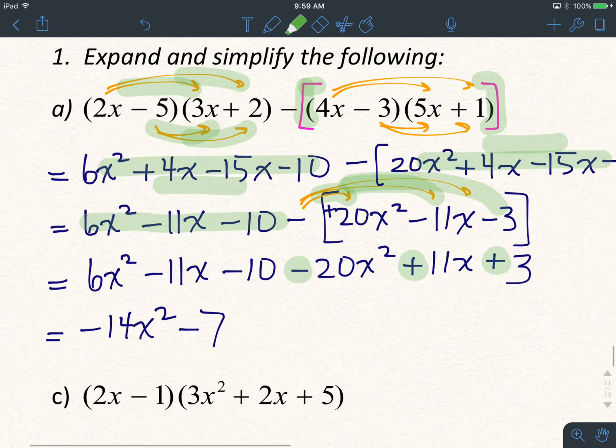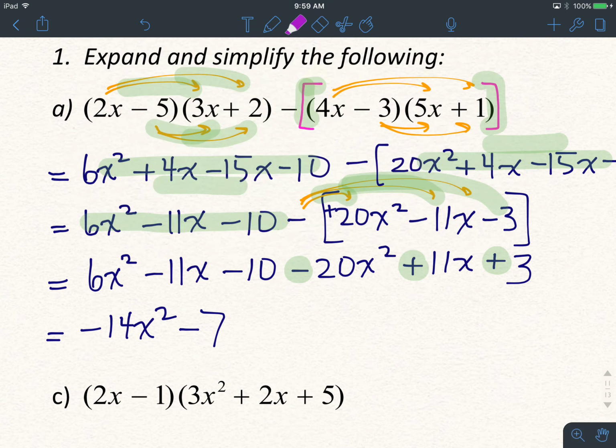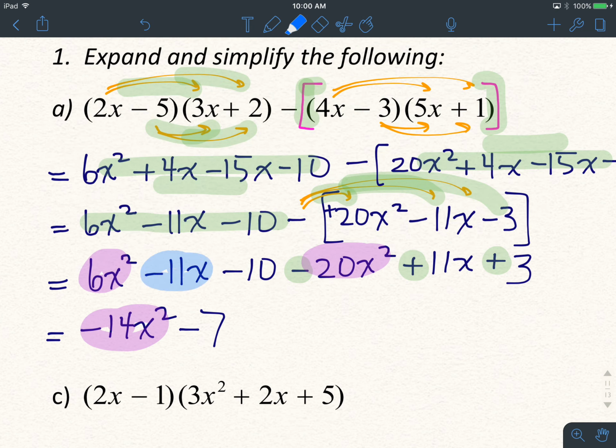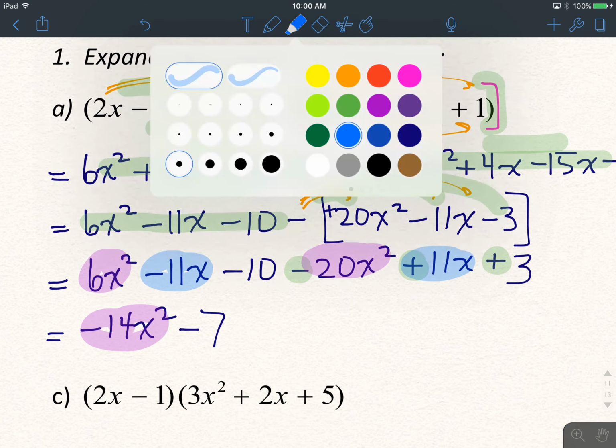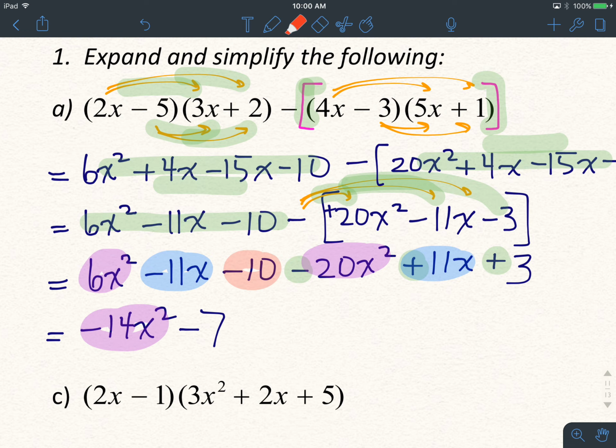From here, it's just about gathering together the terms that are alike. So if we look through this, we have a 6x squared, we have a minus 20x squared, that's going to give us minus 14x squared. We have minus 11x plus 11x, that comes up to 0 x's. And last but not least, we have minus 10 and plus 3, which gives us minus 7.